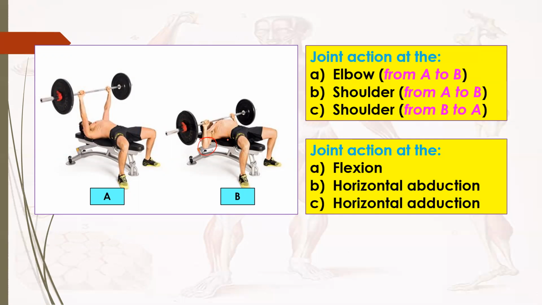And it's the opposite for part C of this question. So shoulder action from B to A. So if he's lifting the weight up, the arms are out parallel to the ground and then they're pushing forward. So lifting the bar up, that is horizontal adduction. Make any corrections you need to before moving on, please.